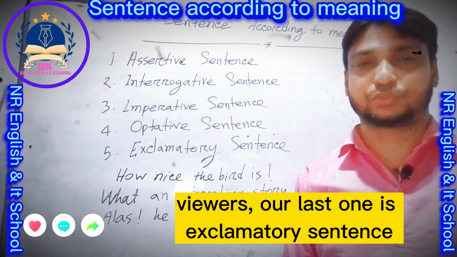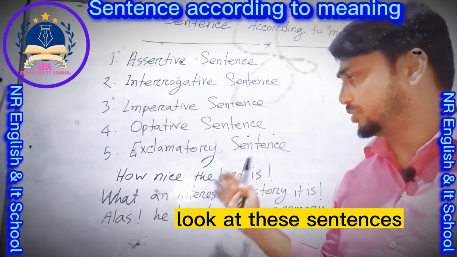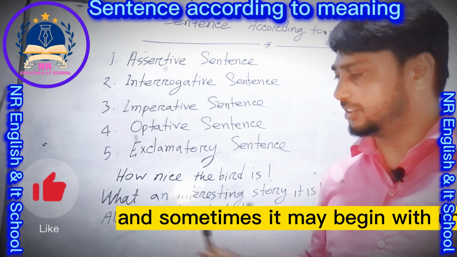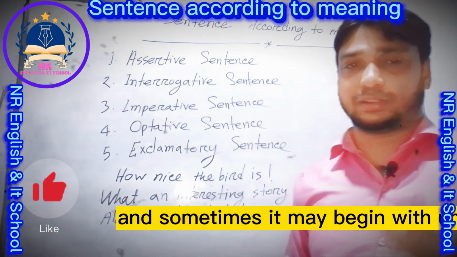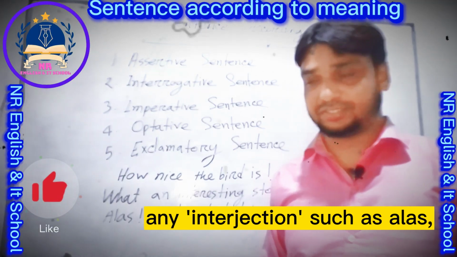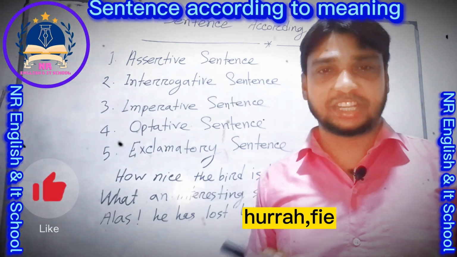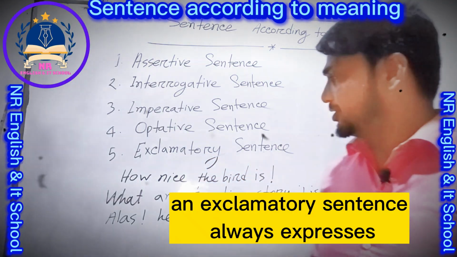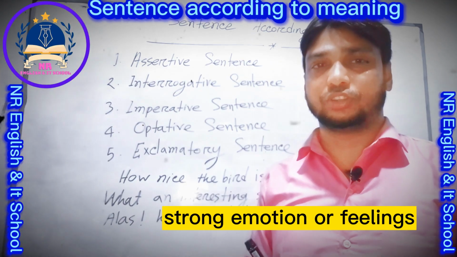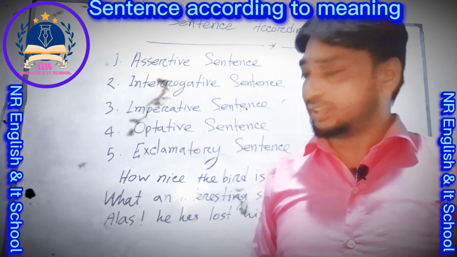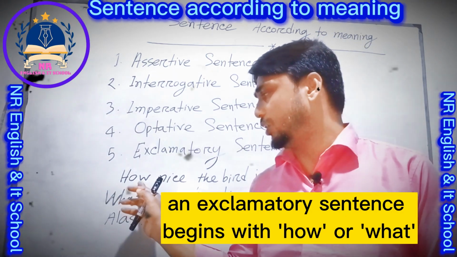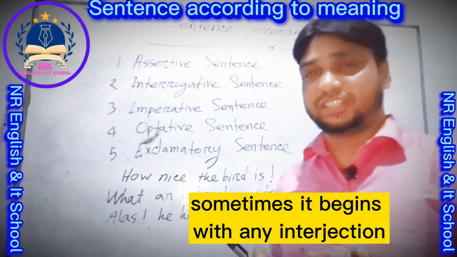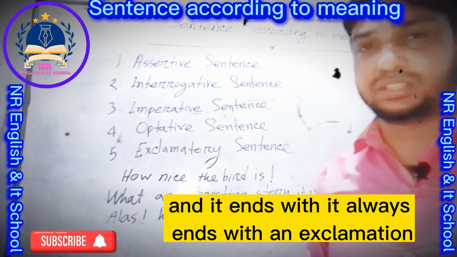Dear viewers, our last one is the exclamatory sentence. Look at these sentences. An exclamatory sentence begins with how or what, and sometimes it may begin with an interjection such as alas, hooray, shame, fie. Dear viewers, an exclamatory sentence always expresses strong emotion or feelings. It always ends with an exclamation mark.